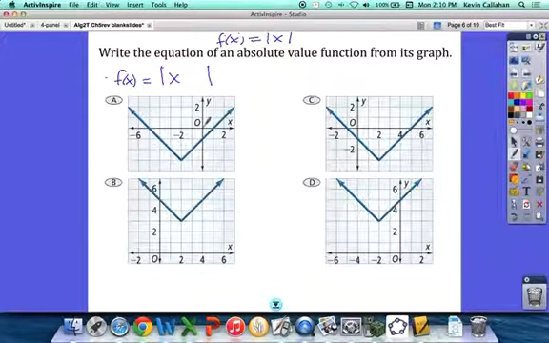So in this case, it looks like we've gone left 2, down 3. How do you make it go left 2? Plus 2 inside and minus 3 after. Right? How about the next one? Right, it's right 2, down 3. So in order to make the function go to the right, you go minus 2, minus 3.